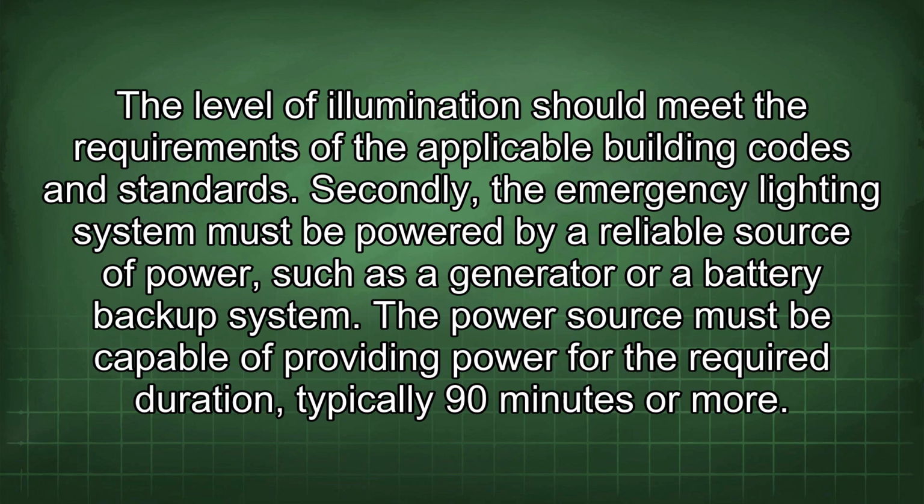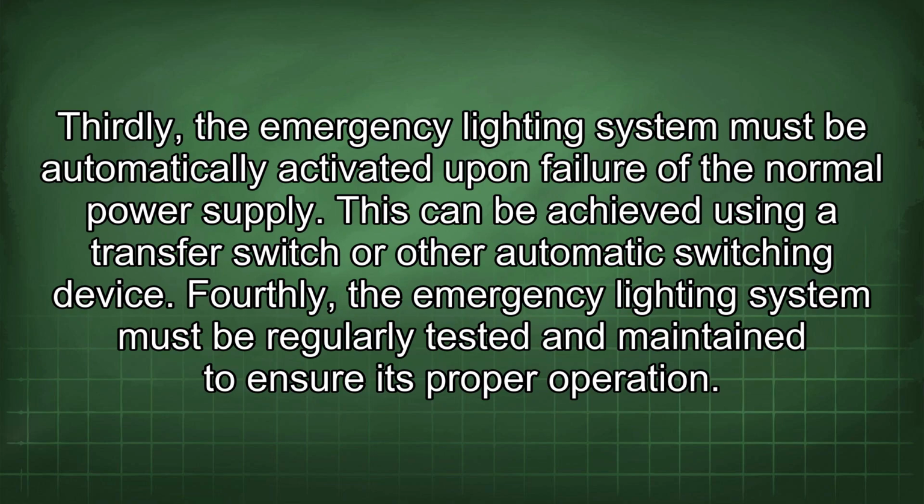Secondly, the emergency lighting system must be powered by a reliable source of power, such as a generator or a battery backup system. The power source must be capable of providing power for the required duration, typically 90 minutes or more. Thirdly, the emergency lighting system must be automatically activated upon failure of the normal power supply. This can be achieved using a transfer switch or other automatic switching device.